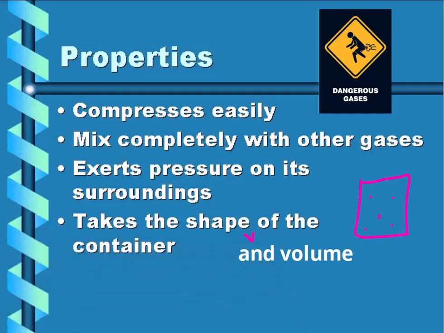They mix completely with other gases. So whatever room you're in, you have oxygen, you have CO2, you have nitrogen gas, to name a few, and all those gases are spread evenly throughout the room. They exert pressure on their surroundings, and they take the shape and volume of the container they're in. So these are the four that you should be writing under properties of gases. Pause the video until you're done writing them down.